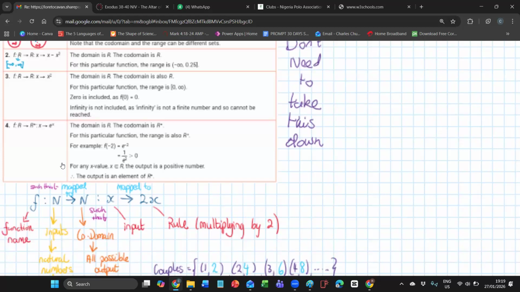Okay, I think I've even discussed this one when I was explaining it. X being mapped to x squared.